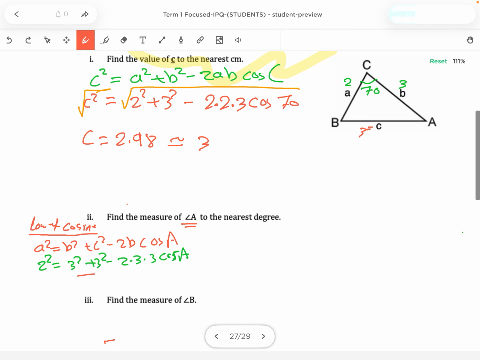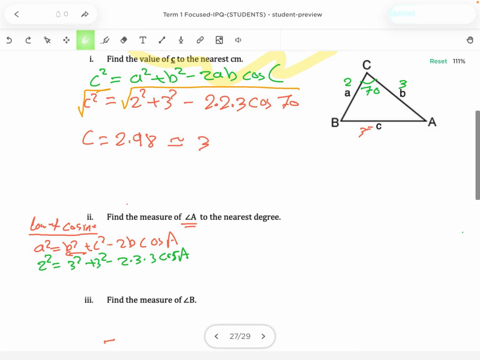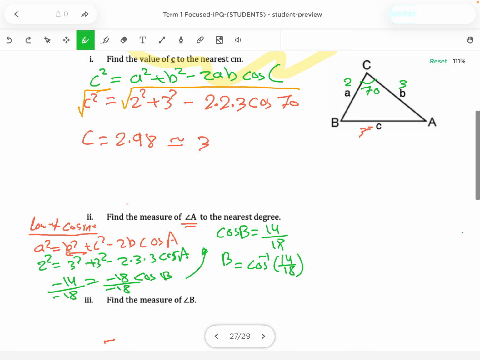Now we send these two to the other side and we calculate 2 squared minus 3 squared minus 3 squared. Negative 14 equals negative 18 cosine A, over negative 18. So cosine A equals 14 over 18. That means A is cosine inverse of 14 over 18. Cosine inverse 14 over 18 is 38.9, meaning 39 degrees. The other way is law of sine.